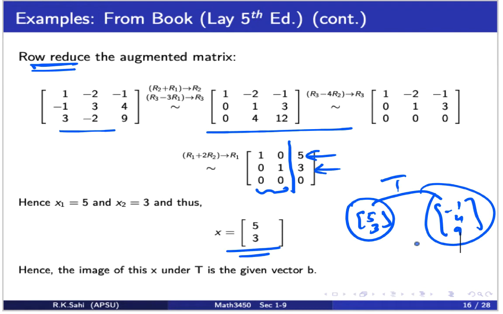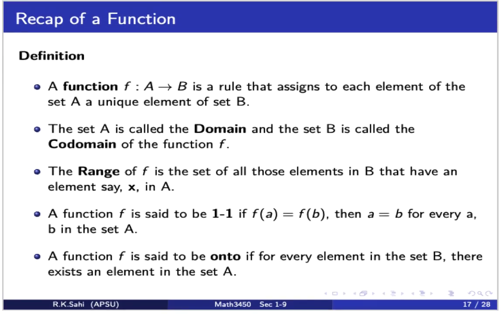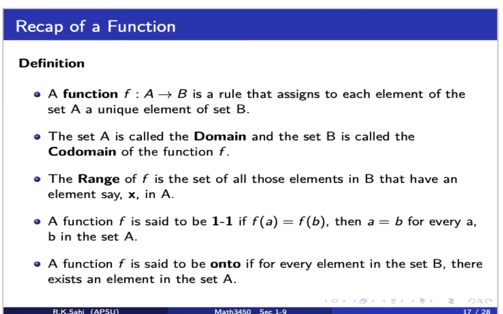Okay, now we're going to once again go back and do a little recap of functions, special kinds of functions, guys. A function, we remember, is a rule which assigns to each element of a set A a unique element of set B. The whole set A is the domain, and the whole set B is called the codomain of the function f. The range means all those elements in the set B that have an element, say, x in A. Those were just a repetition of what we have been talking about.